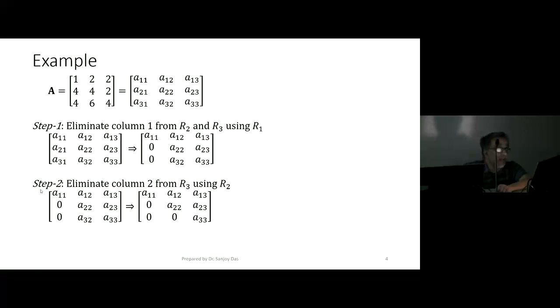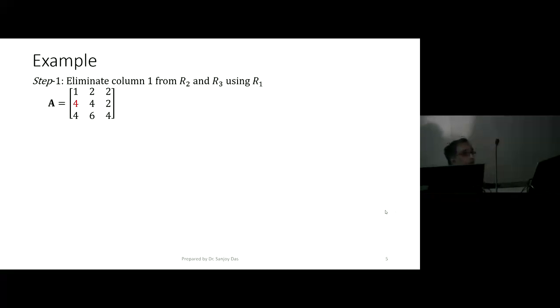And in the next step, this is where it's shown. So this is what I do. I use this matrix here, and I eliminate column 2 from row 3. This is row 3, column 2, and this time I'll use this row instead of the first row. Okay.